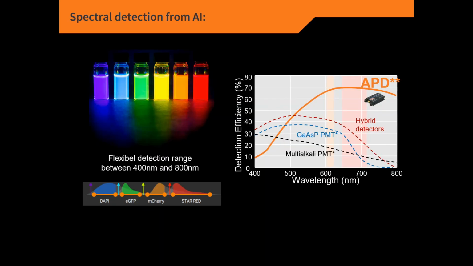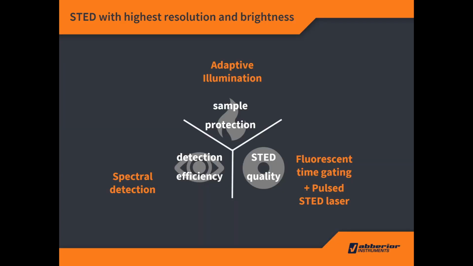The spectral detection we use here can be flexibly adapted between 400 and 800 nanometer, while the highly efficient APDs, avalanche photodiodes, are used to acquire the signal. For live cell STED imaging, we want as much effective light as possible with great STED quality, all while detecting as much signal as possible while minimizing the light exposure time, thereby facilitating sample protection. We achieve this by combining fluorescent time gating with pulse STED lasers to optimize the STED quality, while using the spectral detection for highest detection efficiency. To minimize the light dose, we further apply adaptive illumination. This combination enables us to acquire bright, super-resolved live cell volumes.